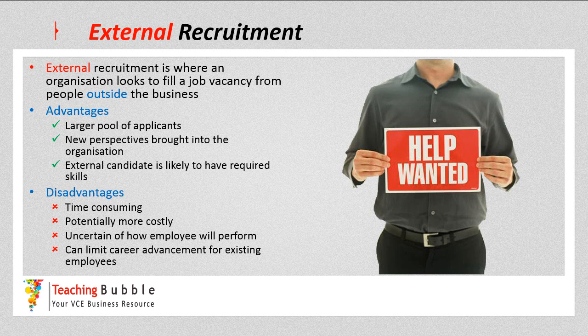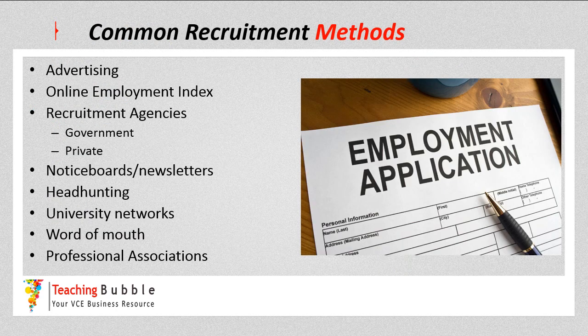those internally. So common recruitment methods: advertising, online employment index, that's things like seek.com, mycareer.com, those type of places. Recruitment agencies can either be government recruitment agencies or private recruitment agencies. Government ones are normally used for lower skilled workers, and private ones are normally used for more professionals. Notice boards, newsletters, that's often an internal type thing, or could be notice boards and newsletters at universities.